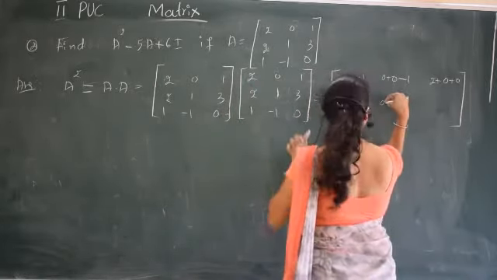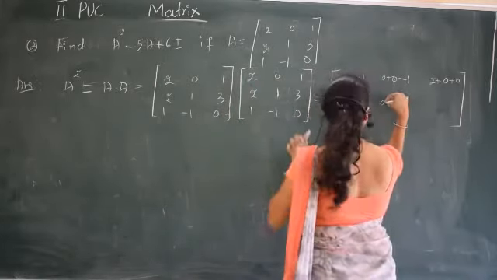Next, third row and first column: 1 into 2 is 2, then minus 1 into 2 is minus 2, then 0 into 1 is 0. Next, 1 into 0 is 0, next minus 1 into minus 1 is minus 1, next 0 into 1 is 0. Next, 1 into 1 is 1, minus 1 into 3 is minus 3, then 0 into 0 is 0. So this is the matrix.